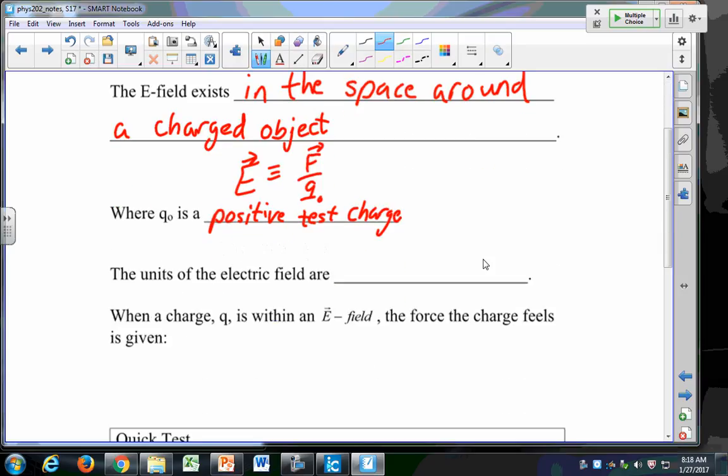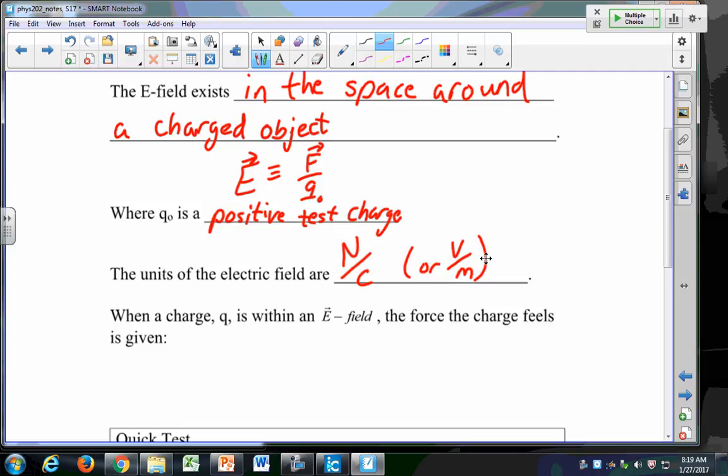The units of the electric field, just based on that definition, are newtons per coulomb, or we're going to see next chapter that it's also volts per meter. And we'll look more next chapter at the relationship between newtons, the electric field, and what we call the potential.